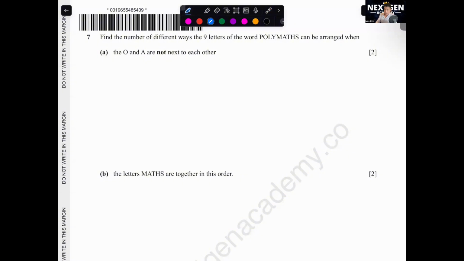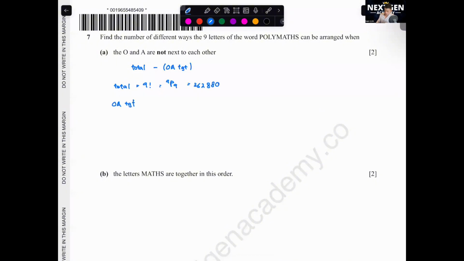So we can use this: you take the total minus next to each other, or we can say O and A together. I write a short form, TGT: total minus together. So total will be equal to 9 factorial or 9P9, up to you. You get 362,880. Okay, O and A together. How do we calculate for this?